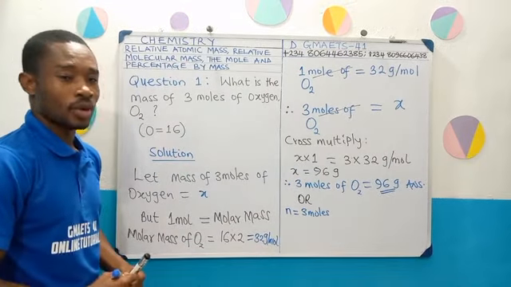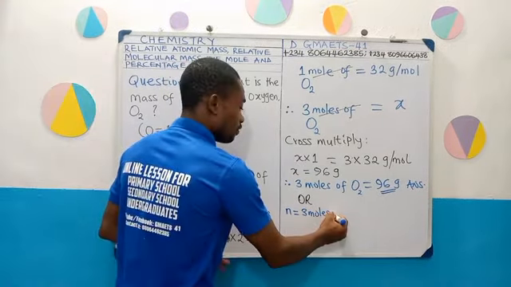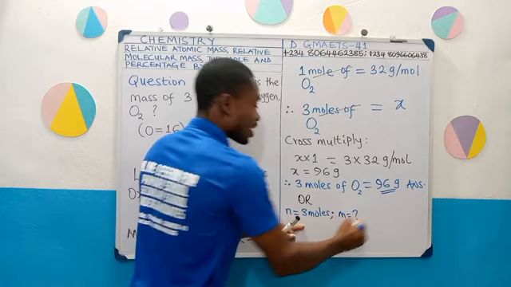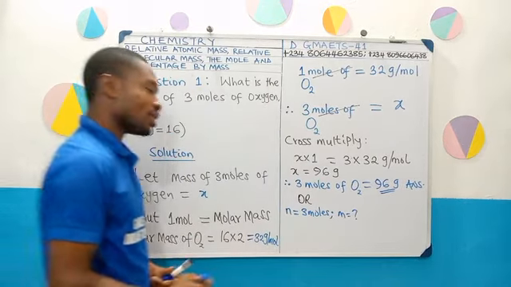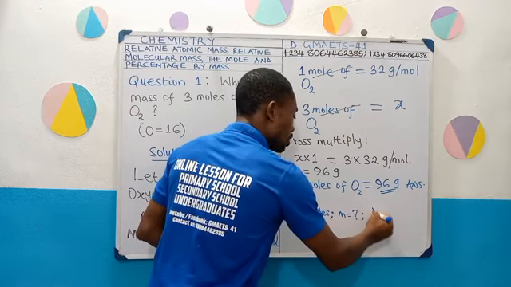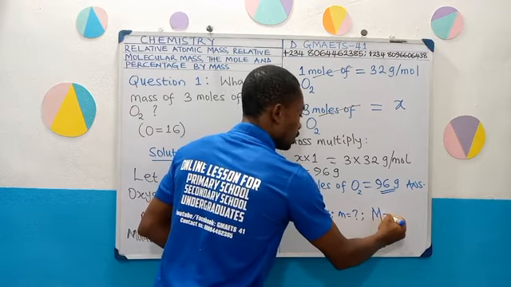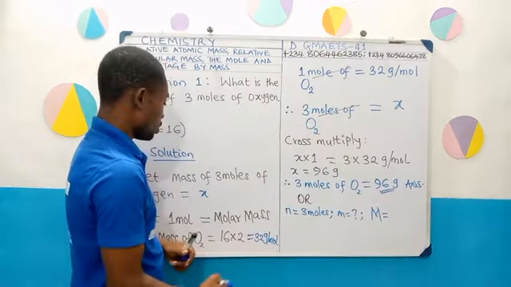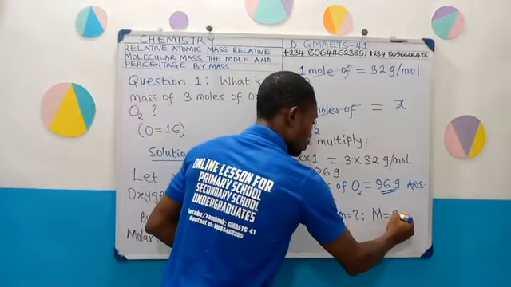3 moles, that's what I know. And then they're asking me to find the mass of these 3 moles. I don't know the mass. But I know the molar mass of oxygen, capital letter M. The molar mass of oxygen, this oxygen molecule, is 32.